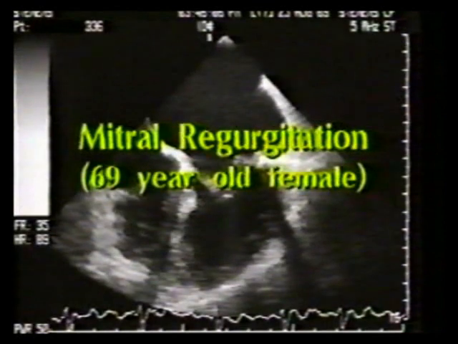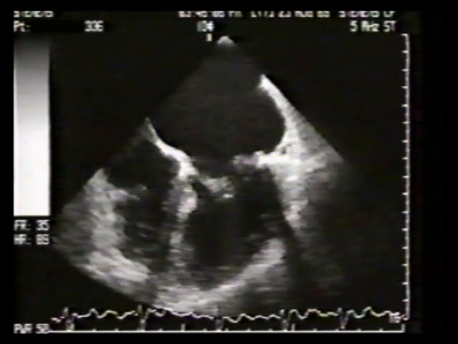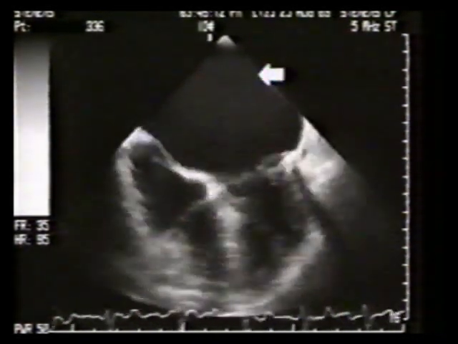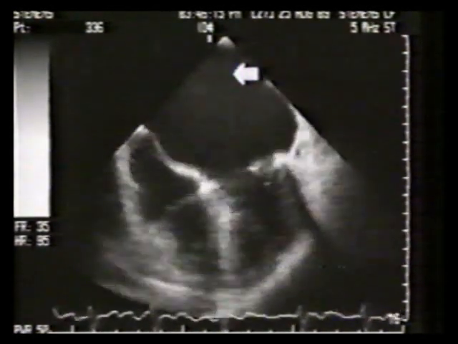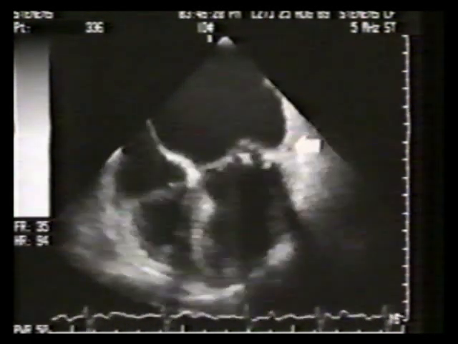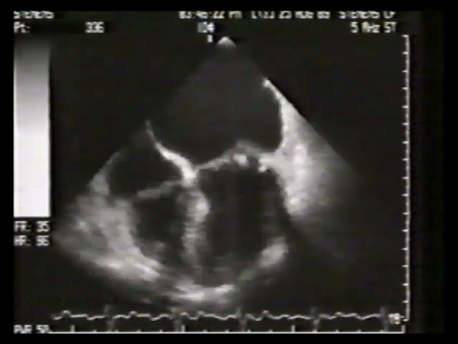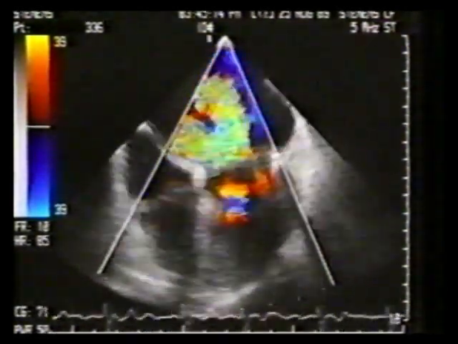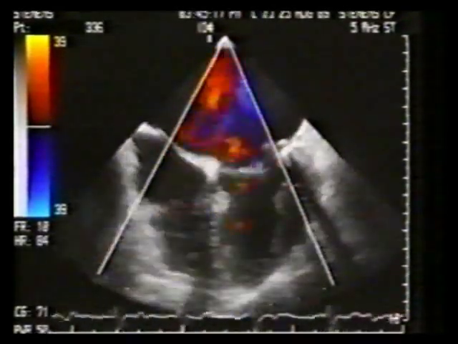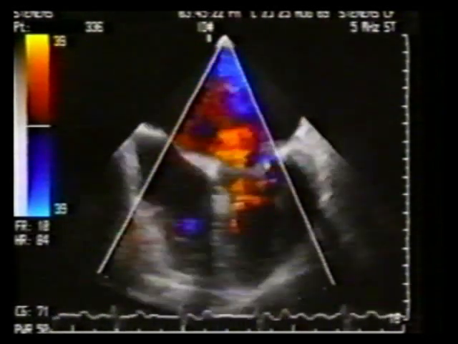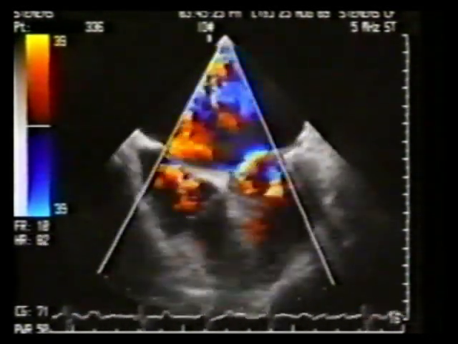The next example is that of a 69-year-old female with clinically severe mitral regurgitation in whom the precordial echo could not adequately assess the degree of regurgitation. Note that the valve leaflets are thickened, the left atrium is markedly dilated, there's calcification in the mitral annulus, and there's a lack of coaptation of the posterior leaflet of mitral valve. With color flow Doppler, there is severe regurgitation of the valve. There are two jets, both coming from the posterior leaflet of mitral valve and totally opacifying the left atrial cavity. This is severe mitral valve regurgitation.